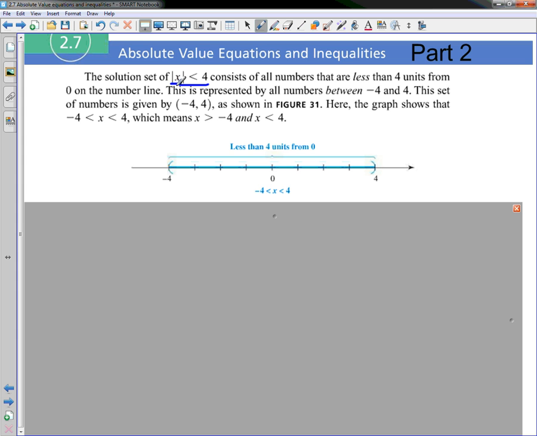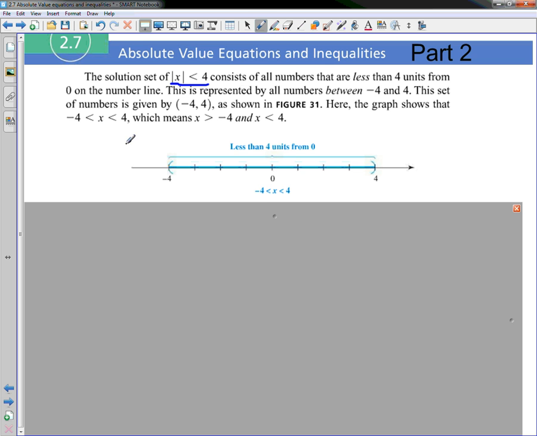So we want to know when the distance of our value is going to be less than 4. So when we're talking about less than 4, we're talking about the distance less than 4 is between negative 4 and positive 4. The absolute value of negative 3 is less than 4. The absolute value of positive 3 is less than 4. Okay, so we're working with values in between.